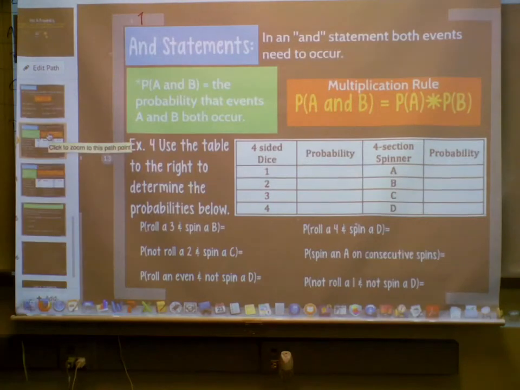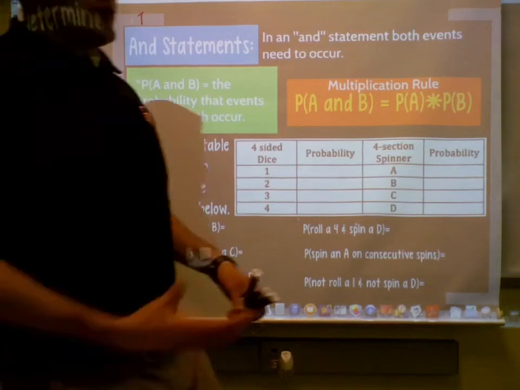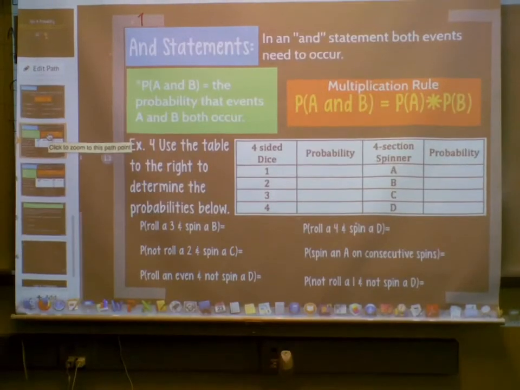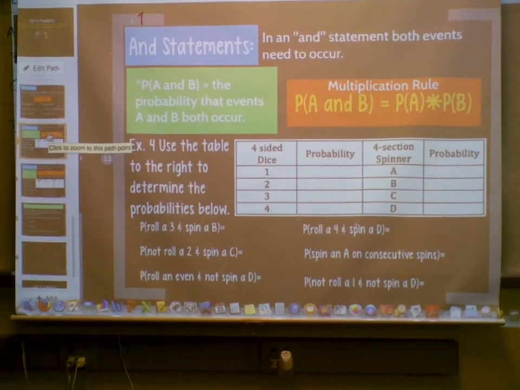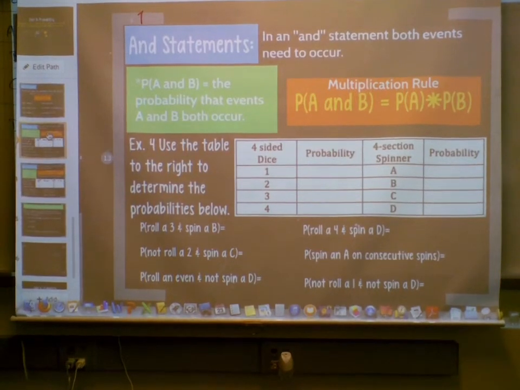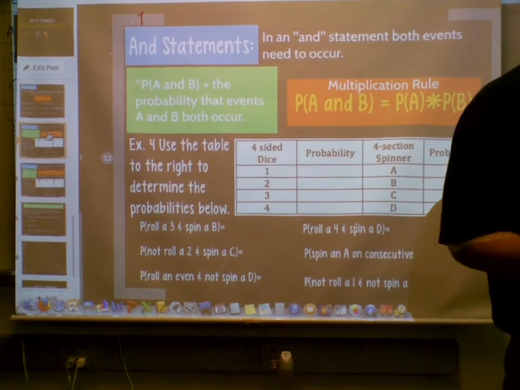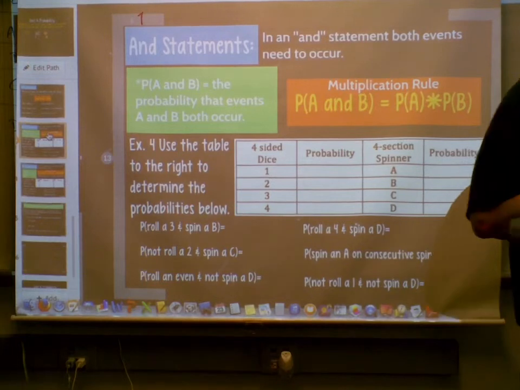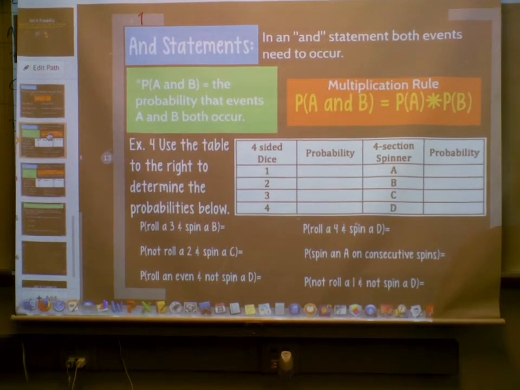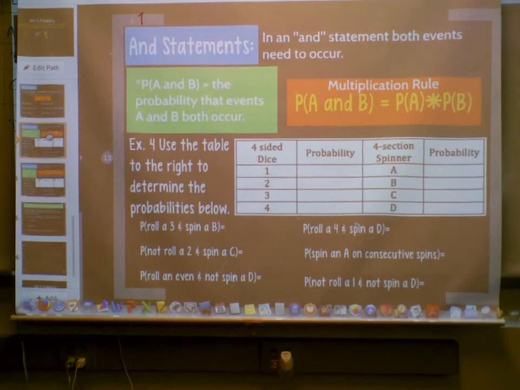Now, when I say you have to have vegetables and fruit, what does that mean? You have to have both. So when we're talking about two events, A and B, we're saying the probability that A and B occur. That means both A and B have to happen. For example, if I want to figure out the probability to draw a king and a heart out of a deck of cards, there's one card that satisfies that stipulation. It's the king of hearts. So I have to draw that card in order to satisfy that. I draw both a king and a heart. Does that make sense?